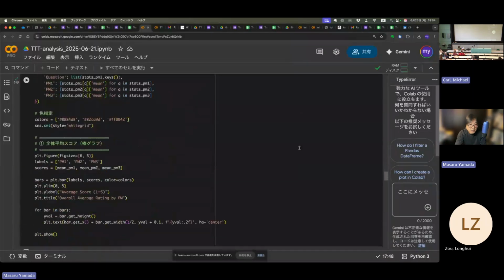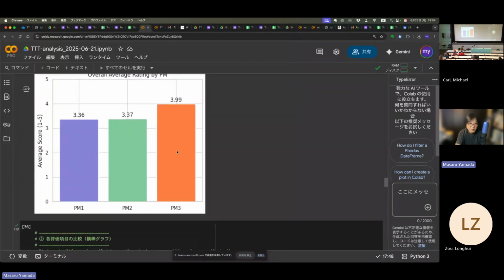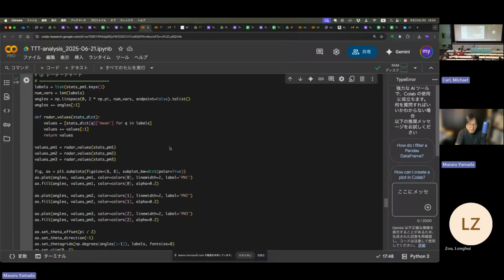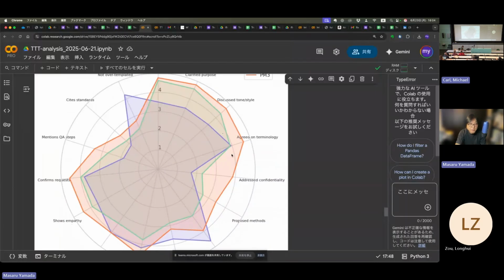And as far as the detailed questions are concerned, we have 15 questions to evaluate their performance. Surprisingly, well, unexpectedly, PM3, the ChatGPT, got the highest score anyway. But it's very interesting that you thought ChatGPT is project manager 3, but you still evaluated ChatGPT's performance the highest. So this is kind of an overall view. ChatGPT is orange, and it outperformed most of PM1 and 2 on the proposed method and confidentiality terminologies, and also confirming the requests.